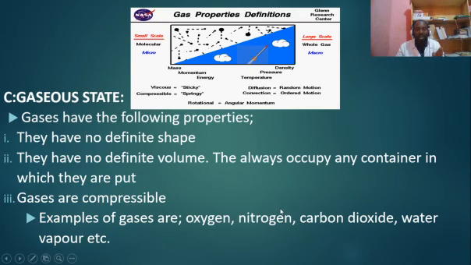Gases are compressible. You can compress gases. Imagine the balloon we saw at the beginning of this lesson. You can actually compress the balloon, so you are compressing the air inside the balloon. Examples of gases include oxygen, nitrogen, carbon dioxide, water vapor. These are all components of air.